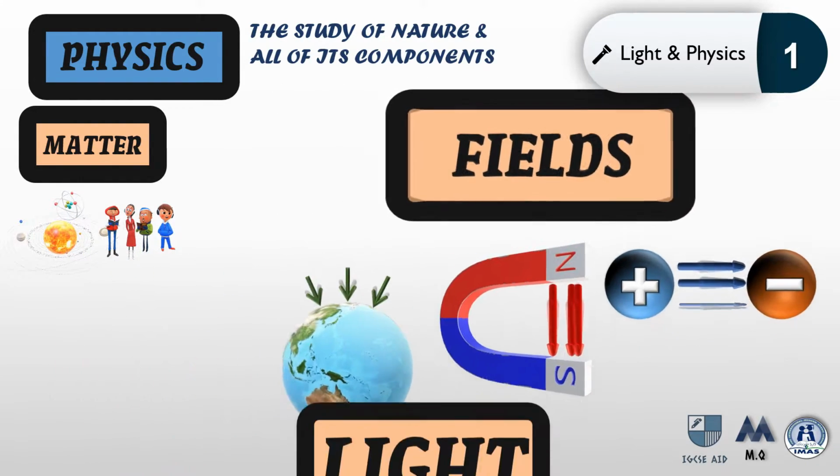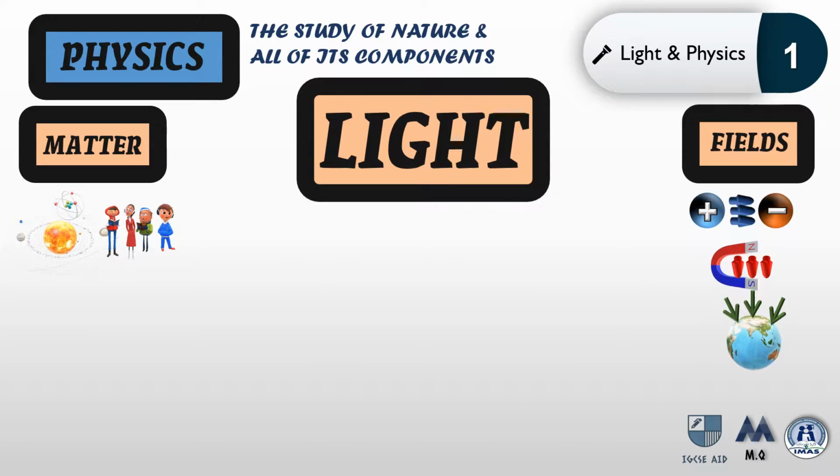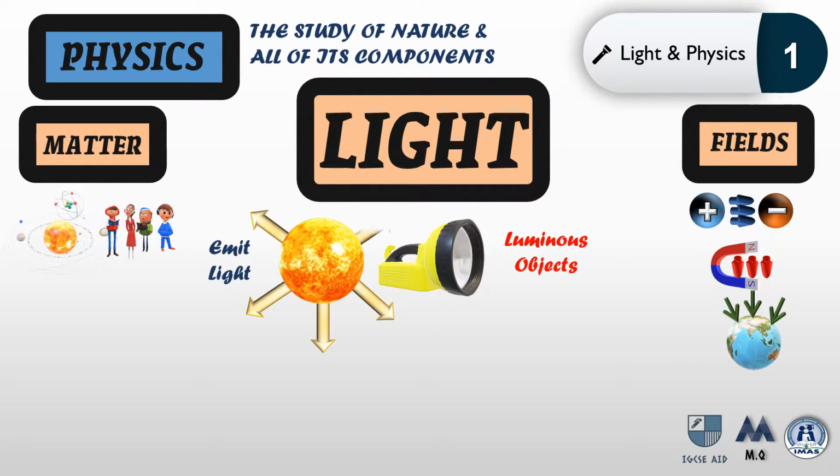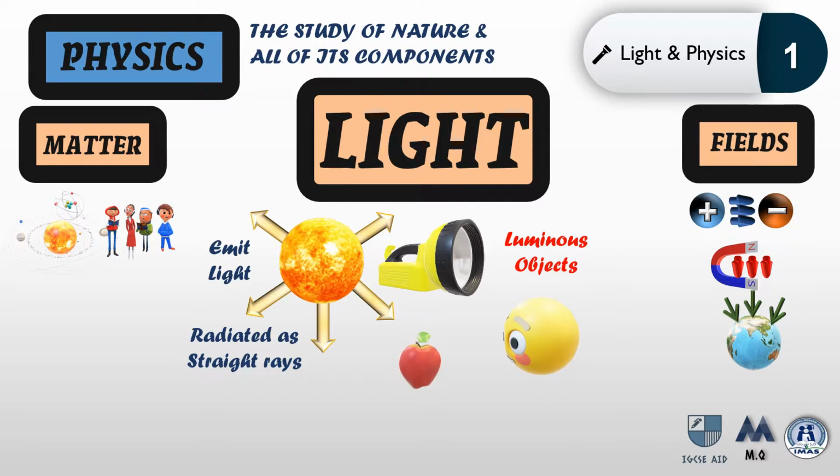Another major component is of course light. Light comes from matter. The type of matter that gives out light is called luminous objects. They emit light, which means they radiate it and spread it out from the source in the form of straight light rays. Luckily, when light enters our eyes, we can see things.